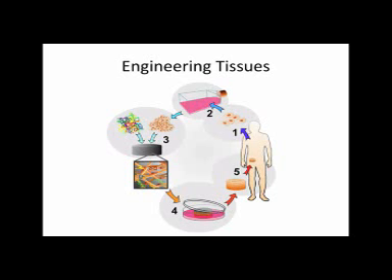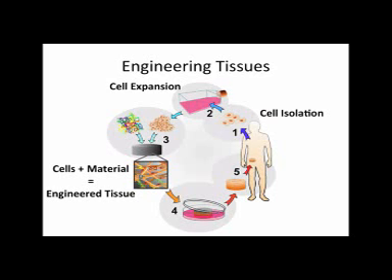So, we start with taking a very small sample of tissue that we're trying to recreate in a process called cell isolation. We next expand this very small number of cells into a very large number of cells that we can use to build a large tissue. We combine these cells and materials in a very specific way to create an engineered tissue, and then we allow that tissue to mature outside of the body until it's of the appropriate size and developmental stage that we can use it in our therapeutic application.